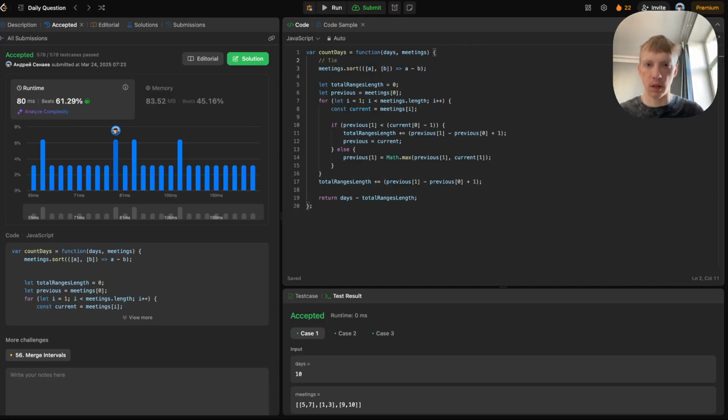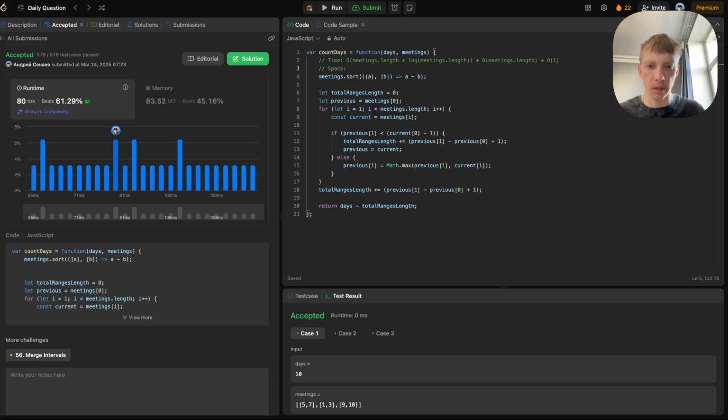So time would be big O of n log n. This is sorting, plus, where n is meetings length, plus this one, this array is big O of meetings length plus big O of 1, and memory, space complexity would be big O of, we already have meetings, we already have everything, so it would be just big O of 1.